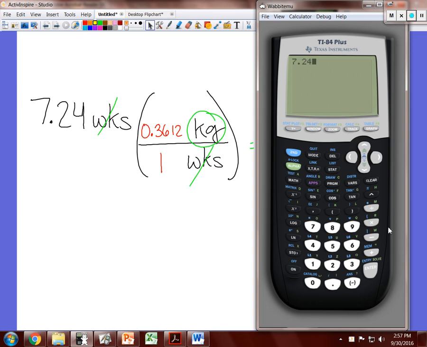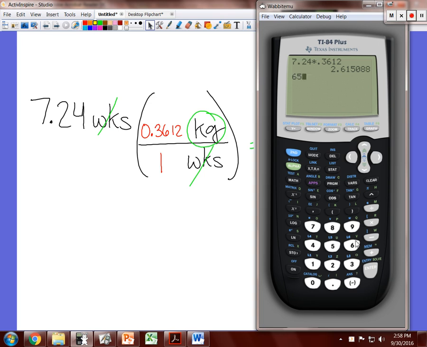7.24 times 0.3612. Wow, my calculator skills are not good today. And that's what's going to pop up. But here's my question. Am I done calculating? So leave it alone. This is how much he lost in 7.24 weeks. Would you agree or disagree? All right, but I want to know how much he weighed, not how much he lost. So how do I find out how much he weighed? Subtract that from his original mass, which was what, 65?